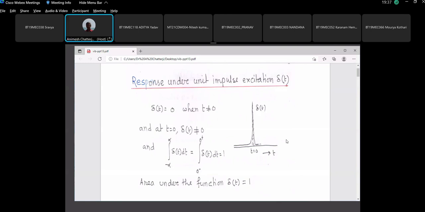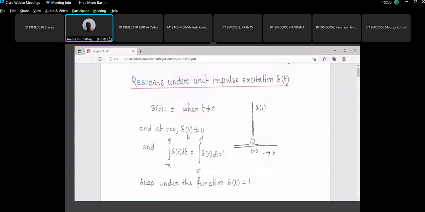Okay, since there is no question from your side, I presume that you have understood it. But even if you have understood it, I must explain. Impulse excitation is a very peculiar excitation. Why do we call it very peculiar?